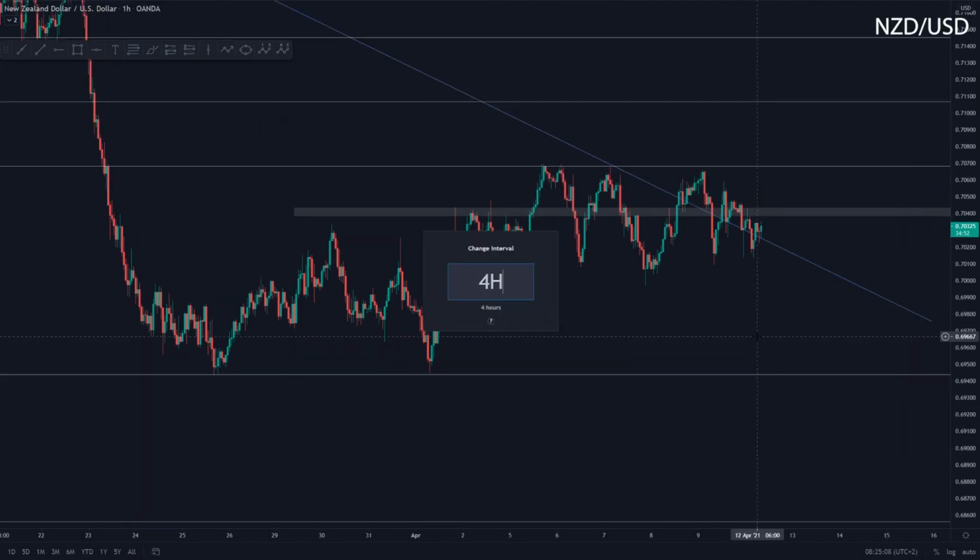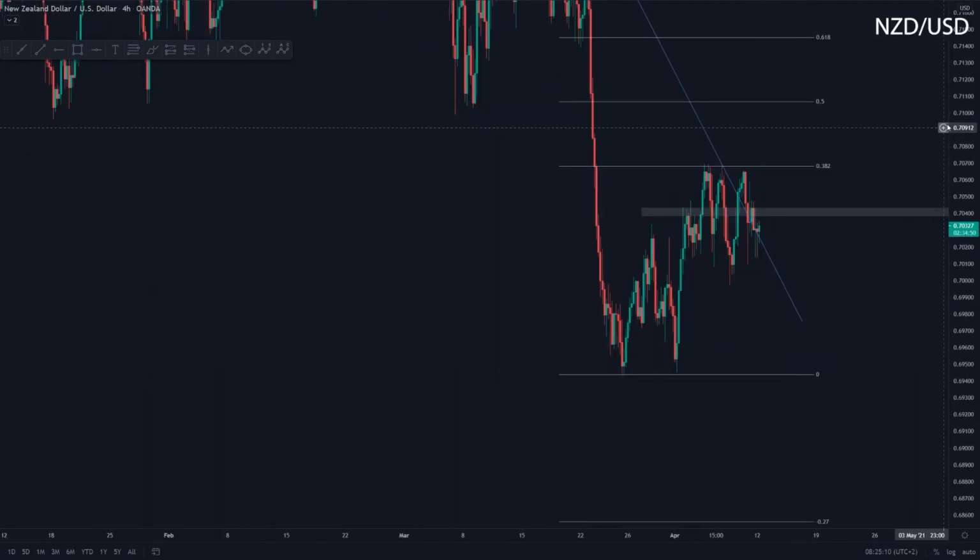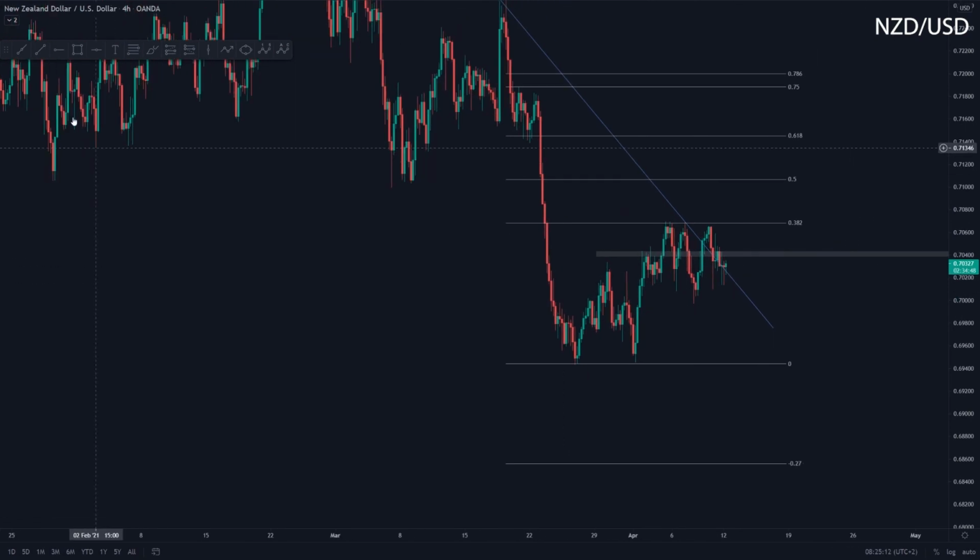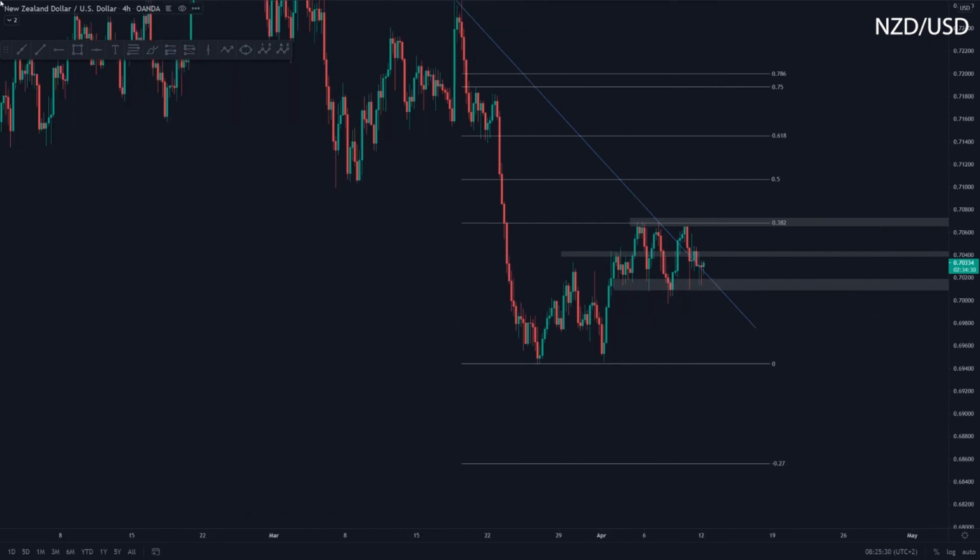And there isn't much to say for Kiwi dollar, to be honest. If we look at the 4 hour, it says it all. Just moving in a range between the 2 highs and the low. So we have this area of the high at 0.70711, and we have this low at 0.70200, 0.70100.